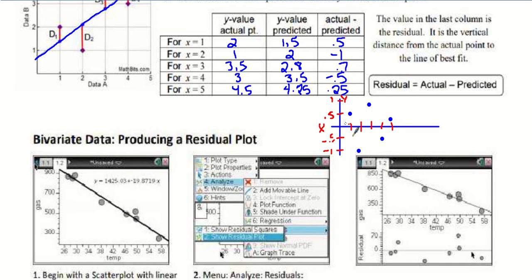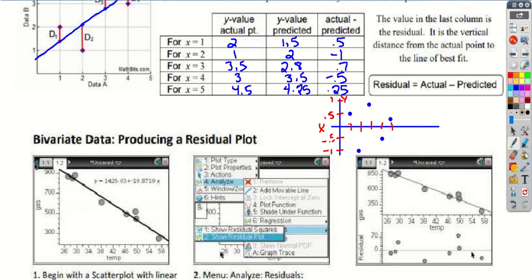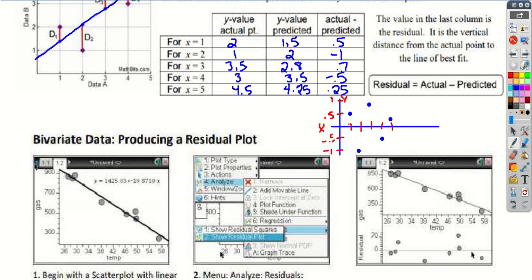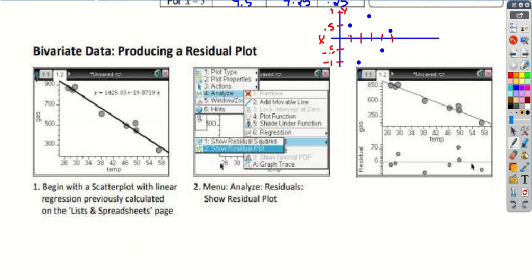It would be random. It's not making a curve like a U. So this linear regression is a good prediction. Okay, we would want to use this. Also, the closer these dots are to forming the x-axis, the stronger and better prediction it would be.